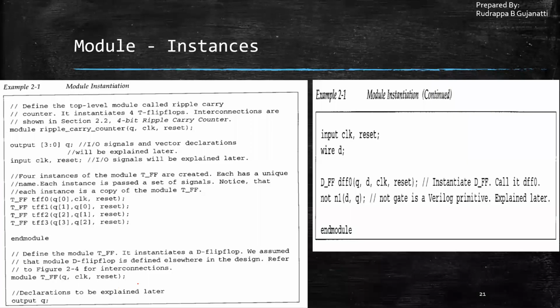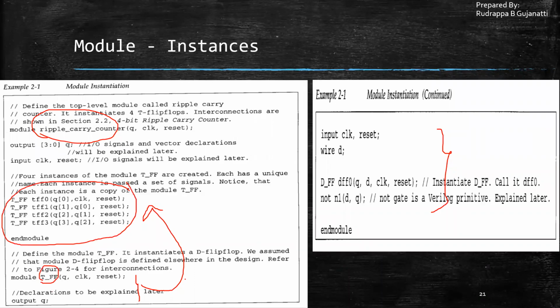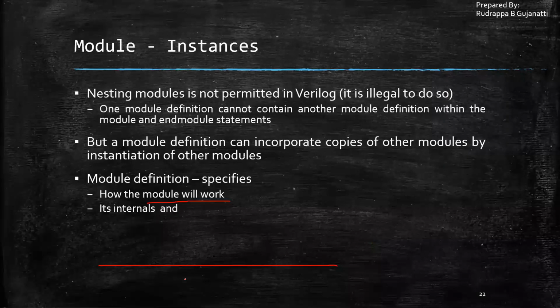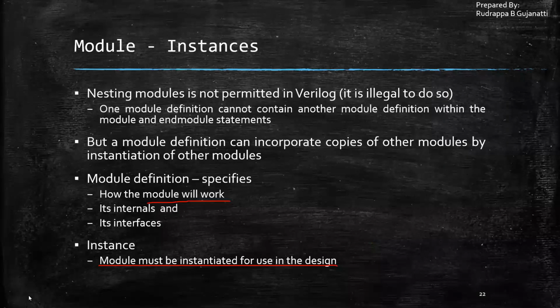Here you can see that we have the T flip-flop module which has been defined. But if I want to design the ripple carry counter using this T flip-flop, then I'll be making use of instances of the T underscore FF module. That is what this statement implies.